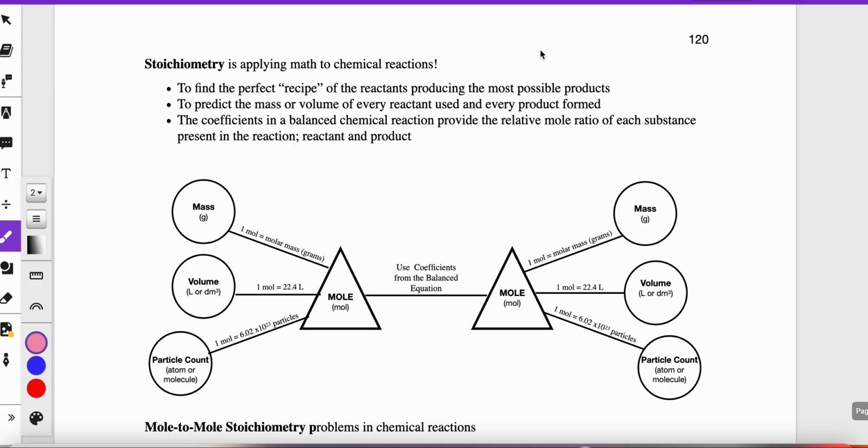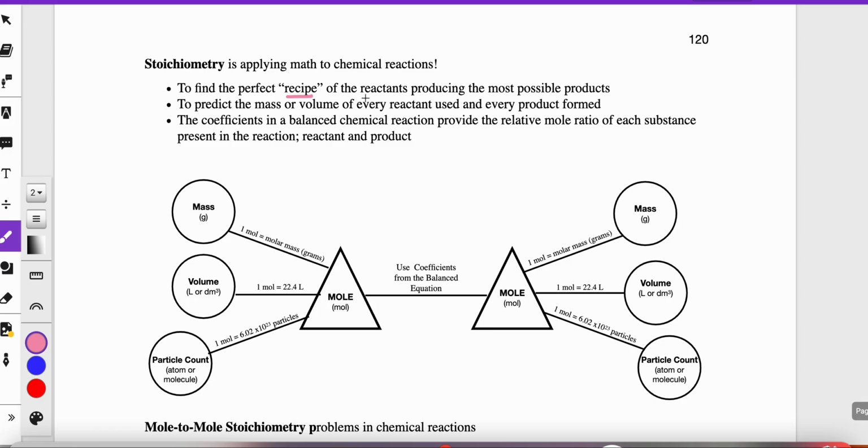Page 120 and 121, practicing the simple mole-to-mole problems known as stoichiometry. Stoichiometry takes all the math that we did in the mole unit and applies it to chemical reactions. So a balanced chemical reaction is the science version of a recipe.